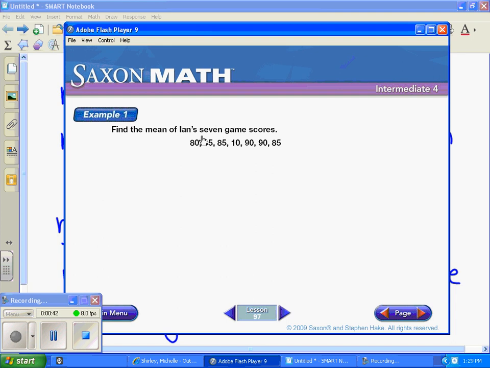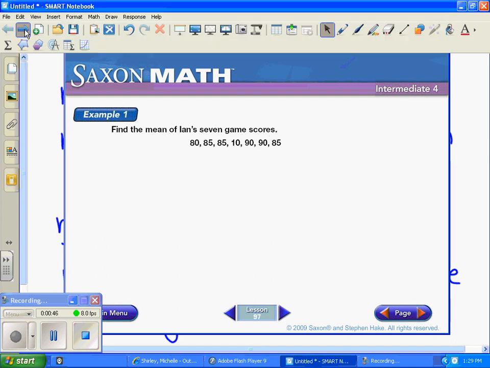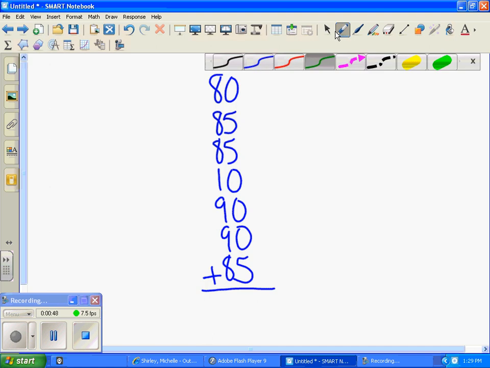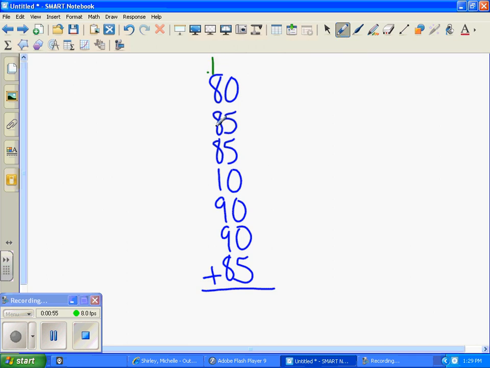Find the mean of Ian's 7 game scores. It means find the average. So let's take a look. Here we have it lined up, 5, 10, 15. And we have 1, 2, 3, 4 8s. So 4 times 8 is 32. And look here, I've got a set of 10 here. That's 42. And another set of 10 here. That's 52. And there were 7 scores, correct?